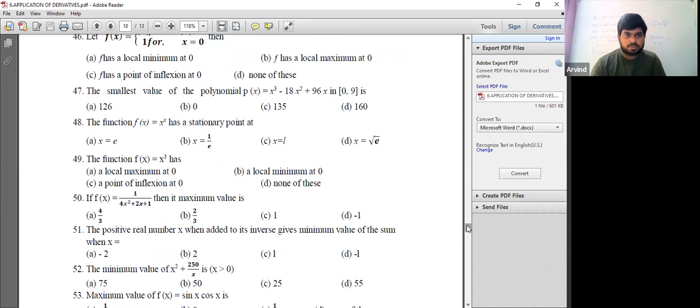Coming to this example, this is what I told you. The smallest value of the polynomial. Okay, smallest value on the section, the minimum you will find. That is also correct, but that is not alone the smallest value. I'll just show you. First, let's find the stationary points.